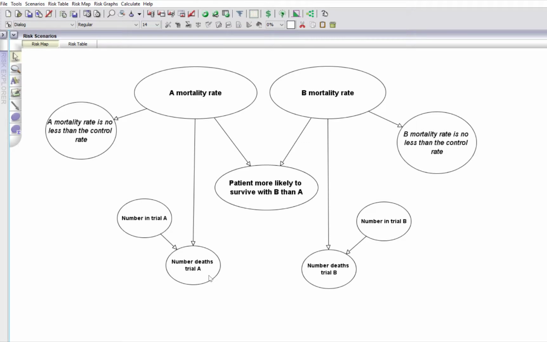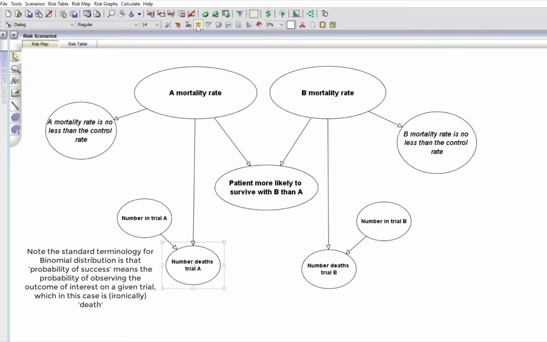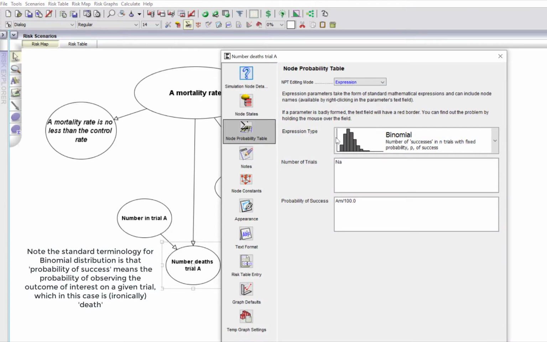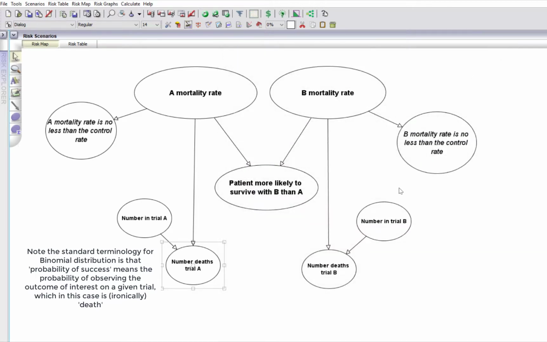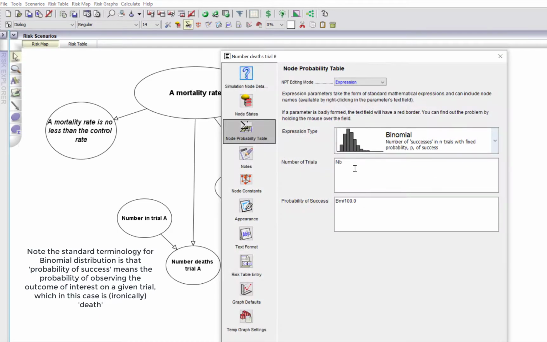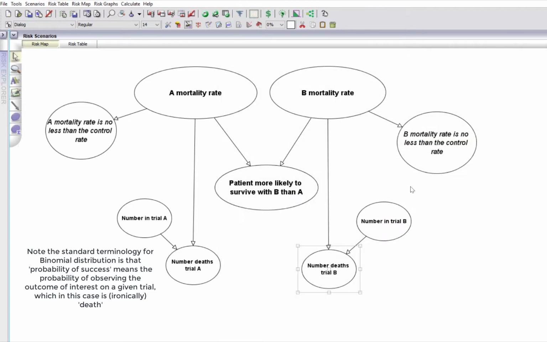For any given number of patients in a trial, what's the expected number of deaths? Well, it's simply defined as a binomial distribution, where the number of trials is the number of people in the trial, and the probability of success is just the mortality rate divided by 100. So this assumes that deaths are independent and equally likely based on the mortality rate. Similarly for number of deaths in B, again, it's the number in the trial of B and the mortality rate for B divided by 100.